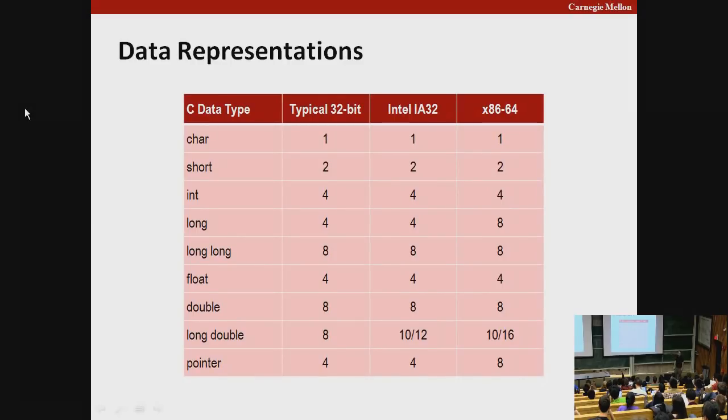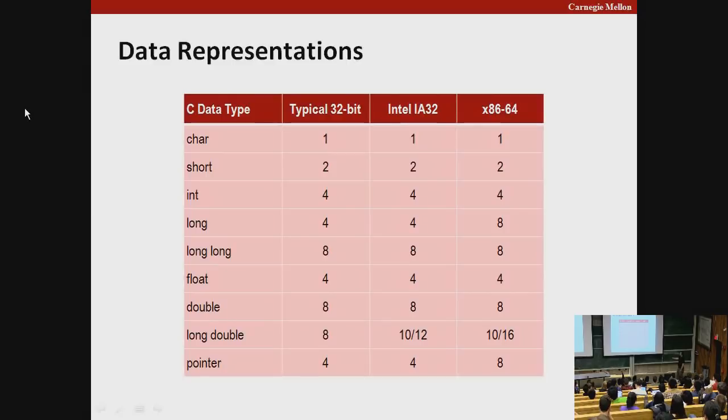Man, I'm having trouble with math today. On most systems, a long is still 4 bytes, 32 bits. On the 64-bit systems, it actually is now larger. It is 64 bits. Long longs, 64 bits across all systems. Floats, 4 bytes across all systems. Doubles, 8 bytes across all systems.